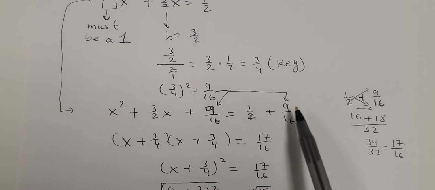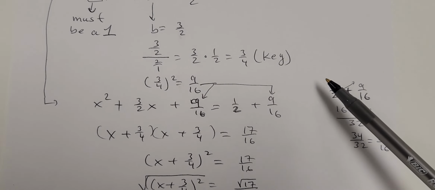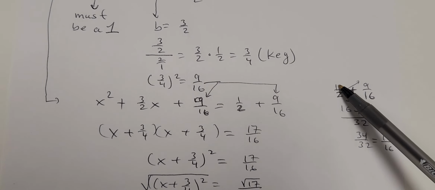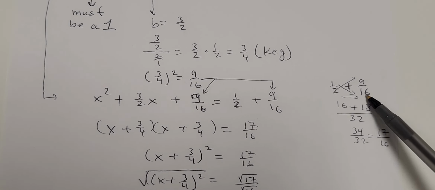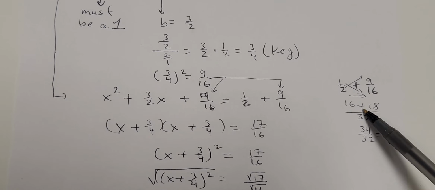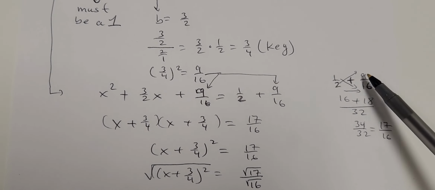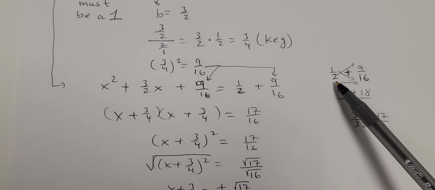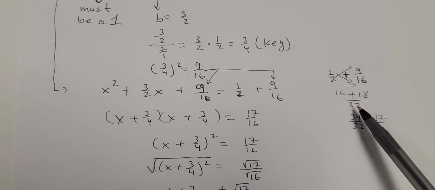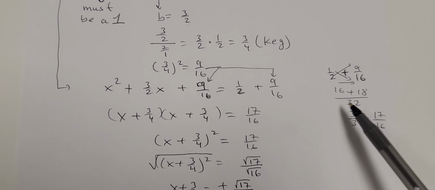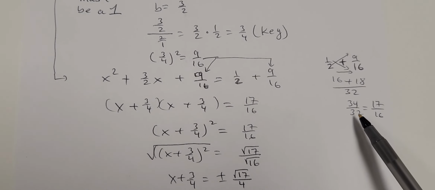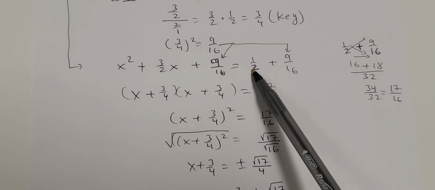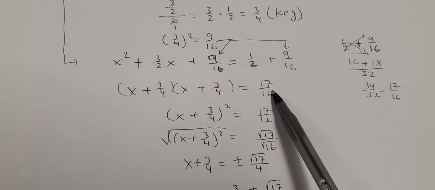Now the fractions, I have it over here. Cross multiply to the left. 1 times 16 is 16. Don't forget the plus. To the right, 9 times 2 gives me 18. Under, multiply 2 times 16, which gives me 32. Then 16 plus 18 gives me 34 over 32. Reduce it, and it becomes 17 over 16. So 1 over 2 plus 9/16 is 17 over 16.